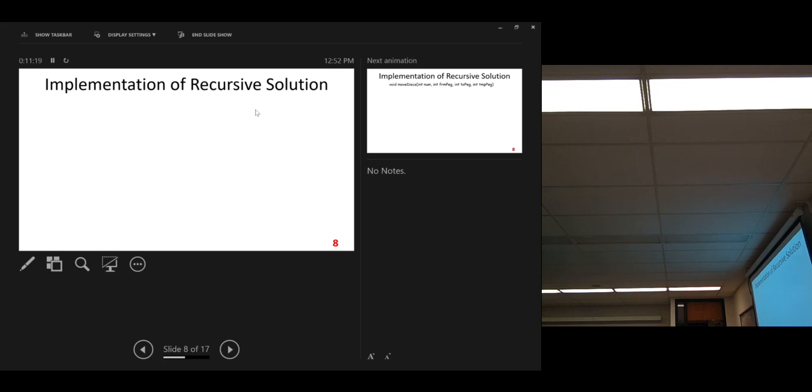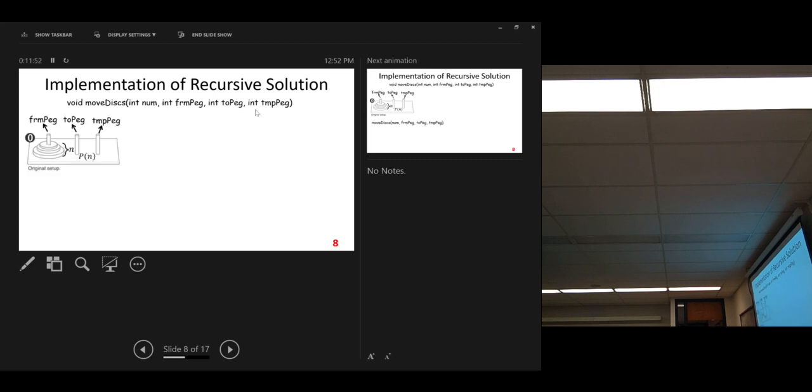let's look at the implementation of the recursive solution. Move disks. The number of disks is the first parameter, but you also need to specify 3 positions for your 3 pegs, because their location, or their symbols, are important here. Now, look at this.